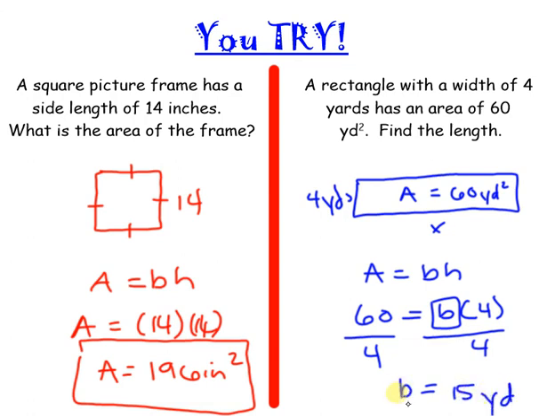Okay, so for the first one, and pause the video if you're not done yet, you should have gotten that the area was 196 inches squared, and that's because each side is 14, and 14 times 14 is 196. And for the second one, you were trying to find the base or the length of the rectangle, and you should have gotten that it was 15 yards, because 60 divided by 4 is going to give you 15.